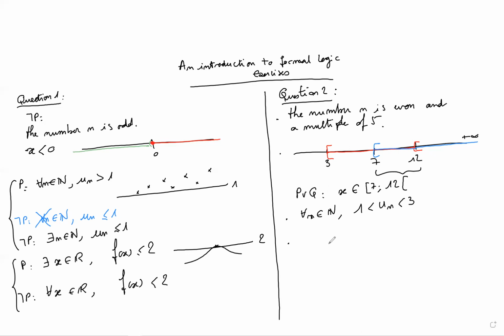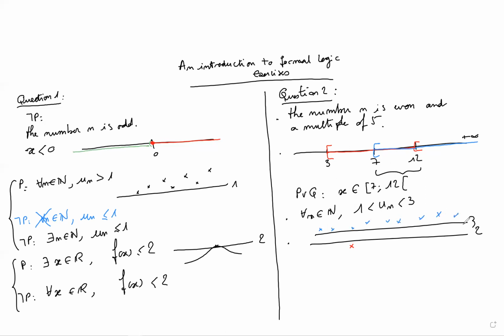Last statement of question 2: there exists x such that f of x is above 2. So it means that here you have 2, here you have 3. The first statement is there exists a value for which its image is smaller than 2. And the second is all of the values are above 3.